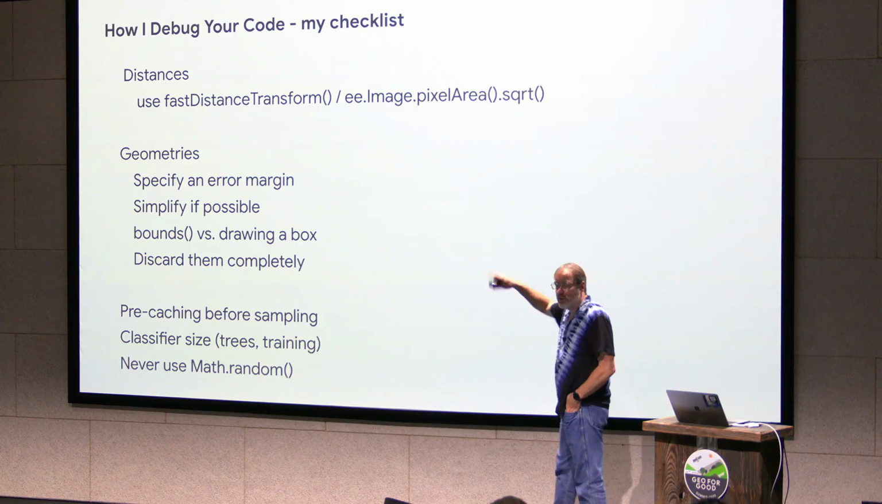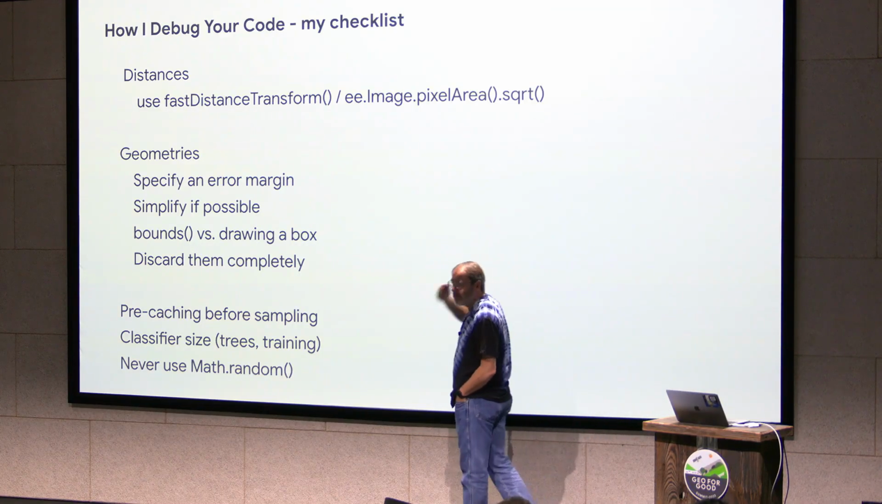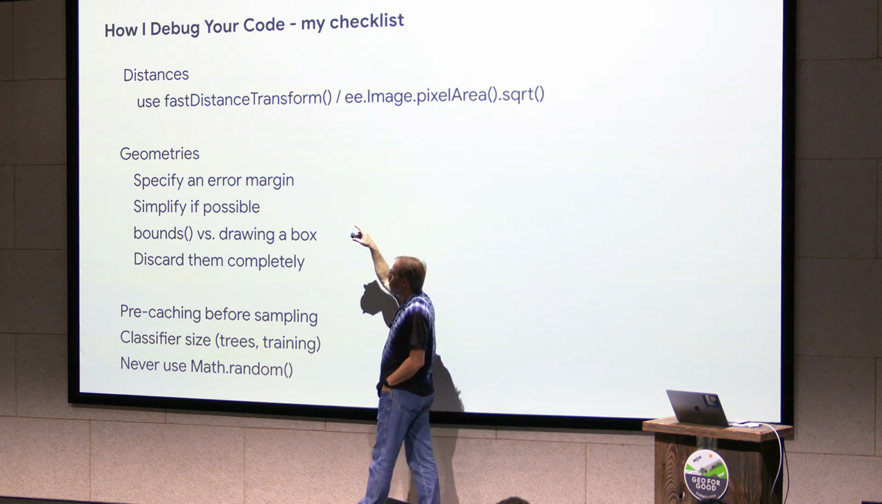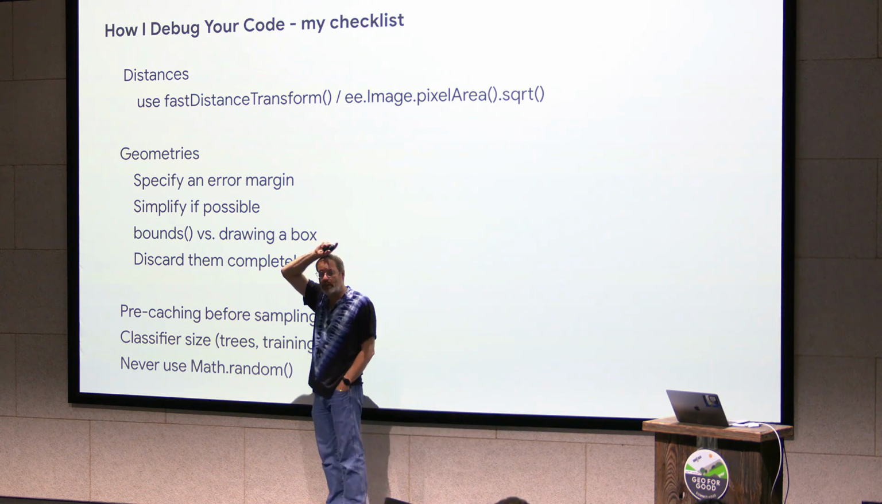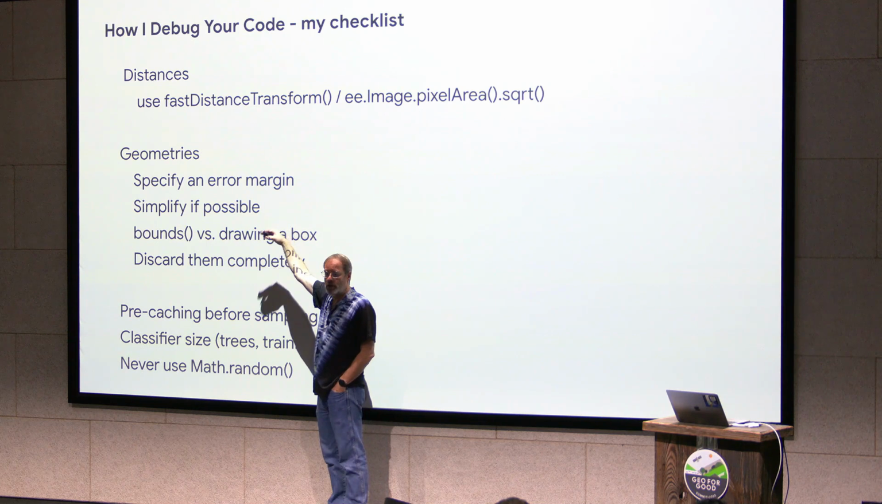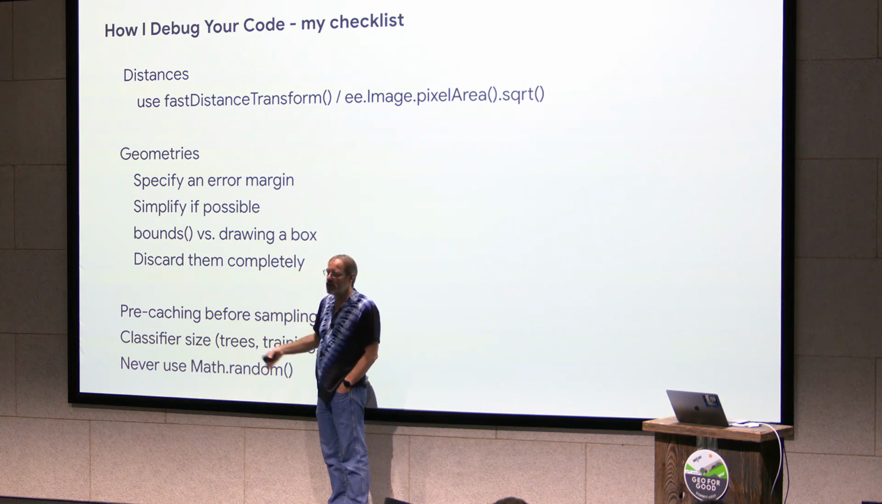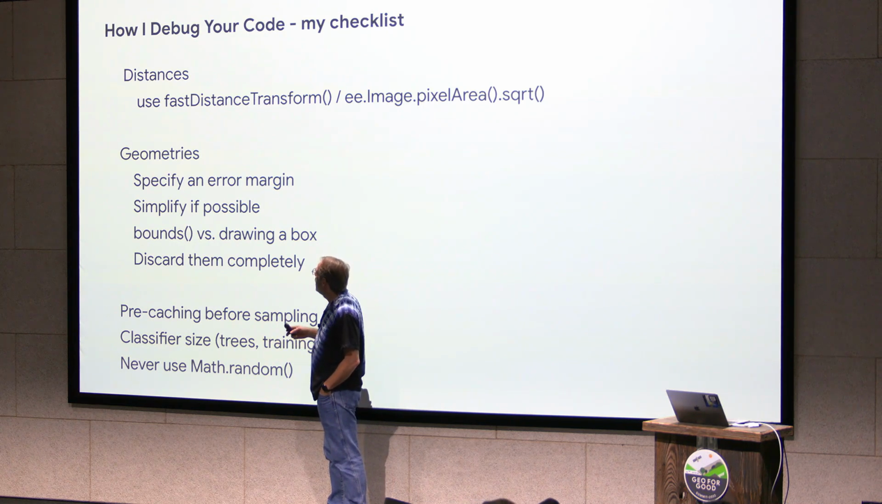As you get bigger and bigger scripts with bigger and bigger geometries, there are lots of places for things to go bad. When you get a geometry out of something like an image, specify an error margin. The default, I think, is 1 meter. If you don't need an accuracy of 1 meter, use 100 meters or a kilometer. Often this will be the tipping point between too much memory and not too much memory.